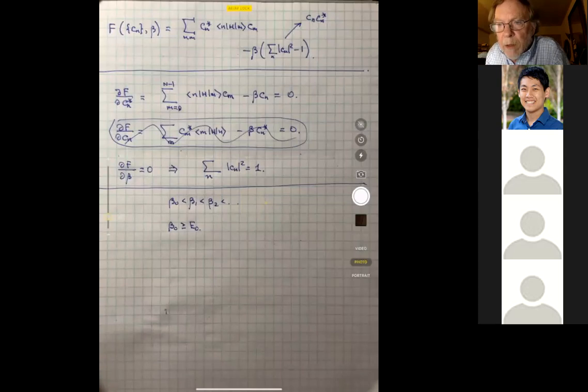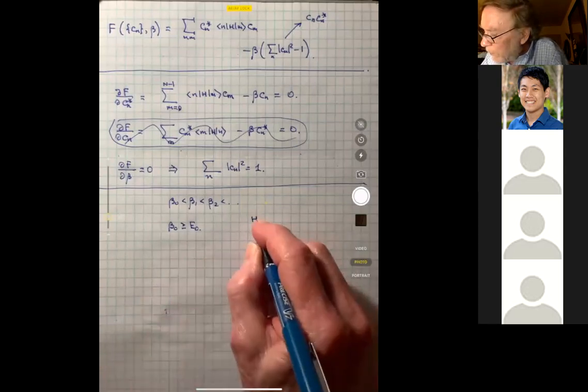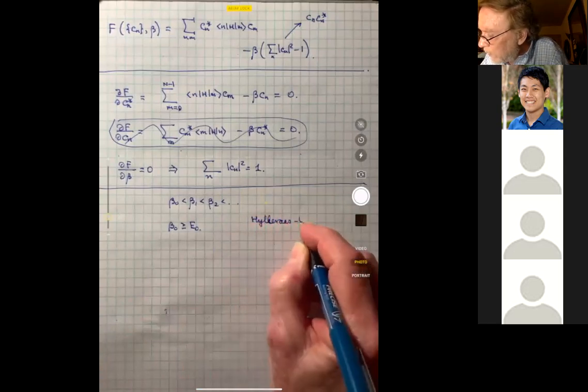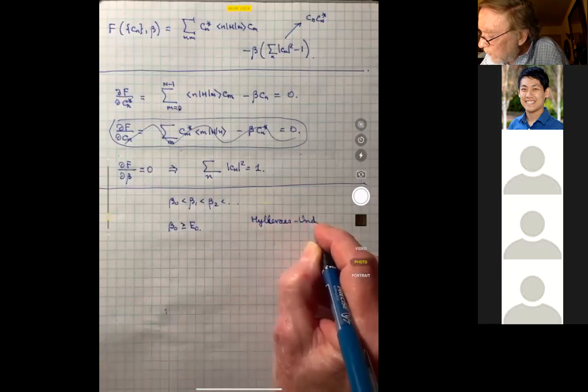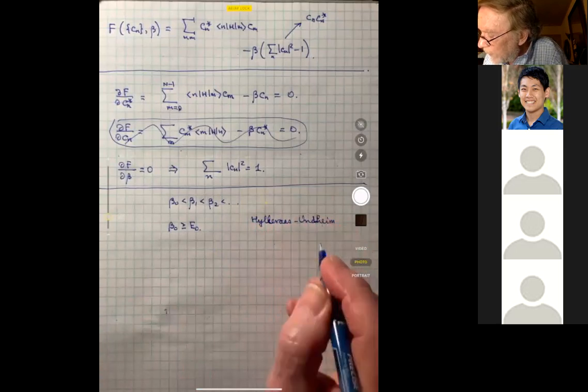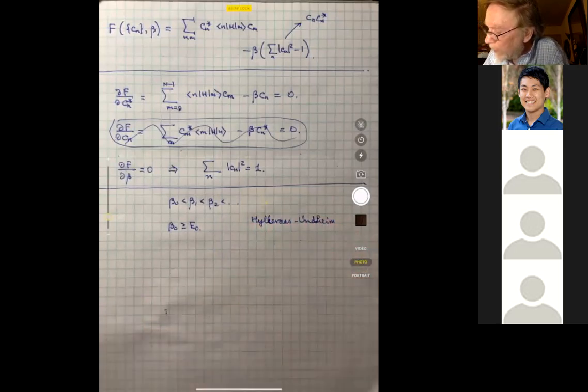Now, actually, one can do better than this. There's what's called the Hylleraas-Undheim theorem, H-Y-L-L-E-R-A-A-S, Undheim. I can't speak and write, especially Swedish and German. I can't speak them and write them at the same time.